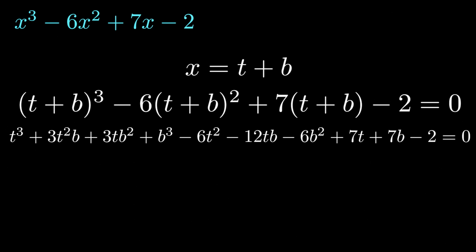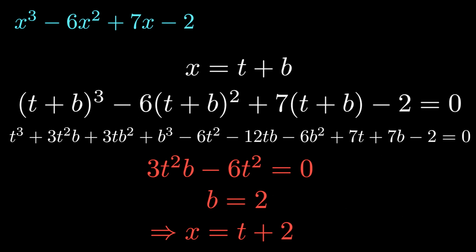Now expanding what we have above, we have t cubed plus 3t squared b plus 3t b squared plus b cubed minus 6t squared minus 12tb minus 6b squared plus 7t plus 7b minus 2. Now we're only interested in eliminating the t squared, so we want to figure out what values of b allow us to do that. If we just focus on the t squared terms, we have 3t squared b minus 6t squared equals 0, and solving for b, we can see that b is equal to 2, which implies that we set x equal to t plus 2, and this is the transformation that will allow us to eliminate the x squared term from our polynomial.